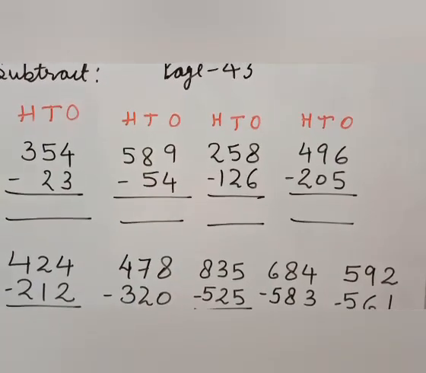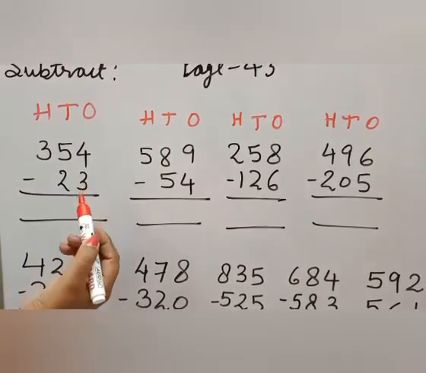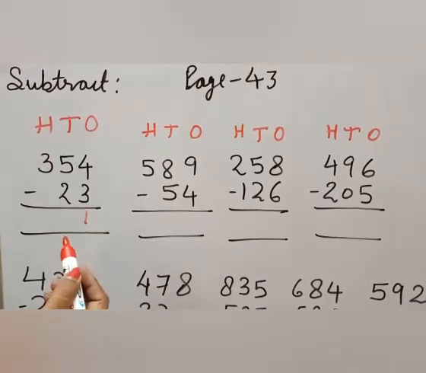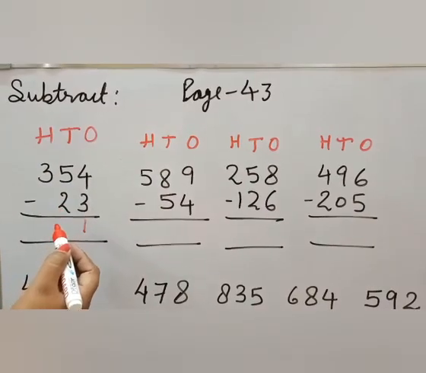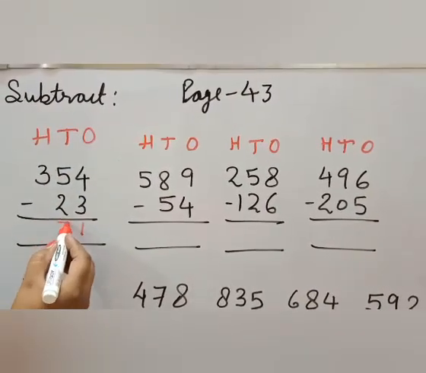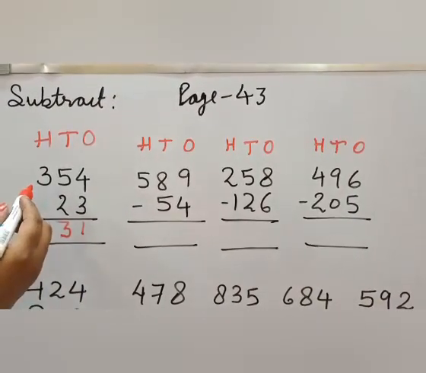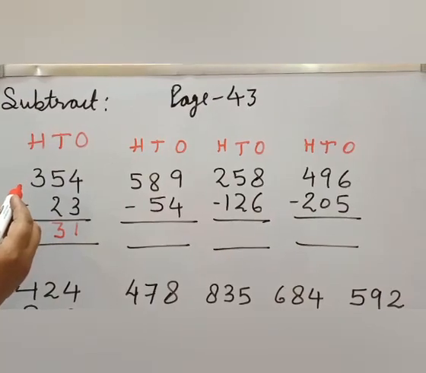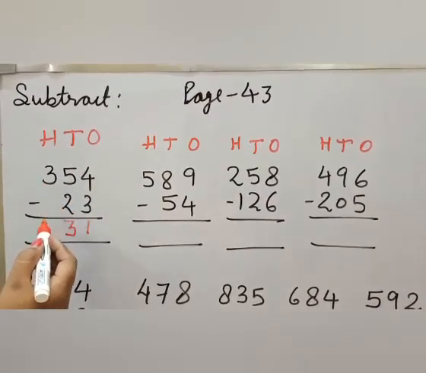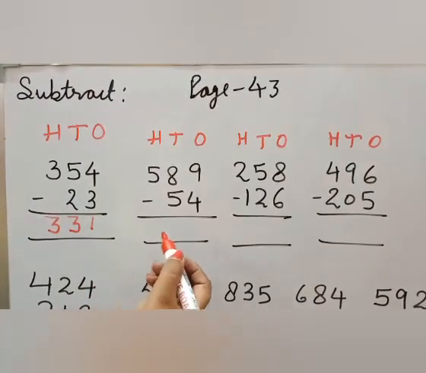First we will start from ones place. Subtract 3 from 4. The answer is 1. On the tens place, 5 and 2 are given. We have to subtract 2 from 5. The answer is 3. Here only 3 is given on the hundreds place. So there is nothing to subtract from the 3. The answer is 3. Come to the next sum.